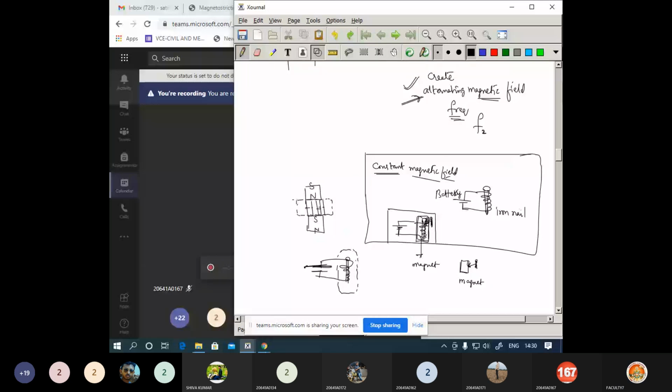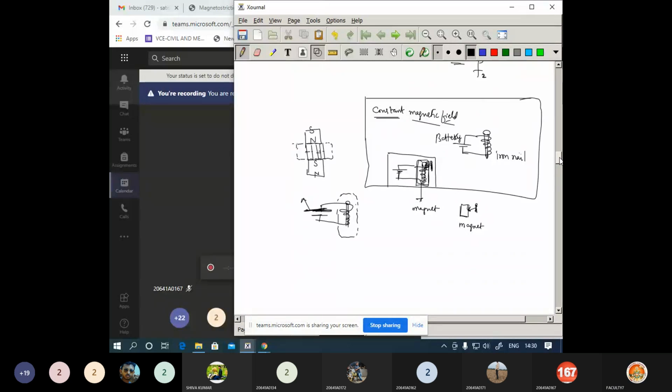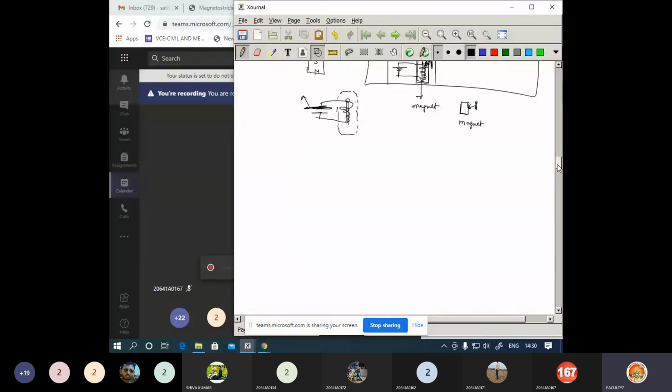Similarly here also, if you are applying a battery, as this is a DC source, you will get a constant magnetic field. Now what we are going to do is create a variable magnetic field. What is the meaning here? If I connect the same iron nail, suppose I connect it to an AC supply, what is the meaning of AC supply here? Let us understand here. Now here DC supply and this is AC supply.